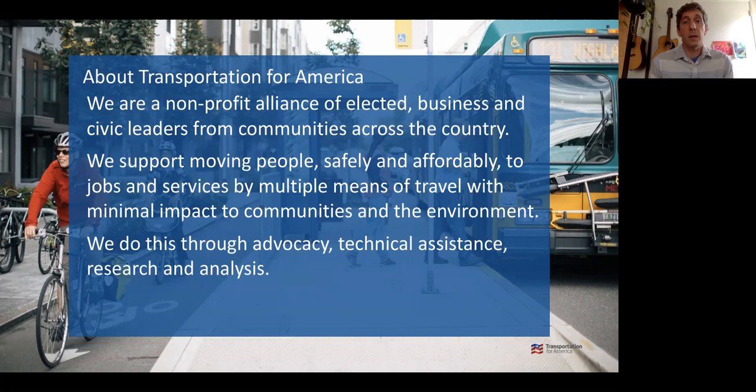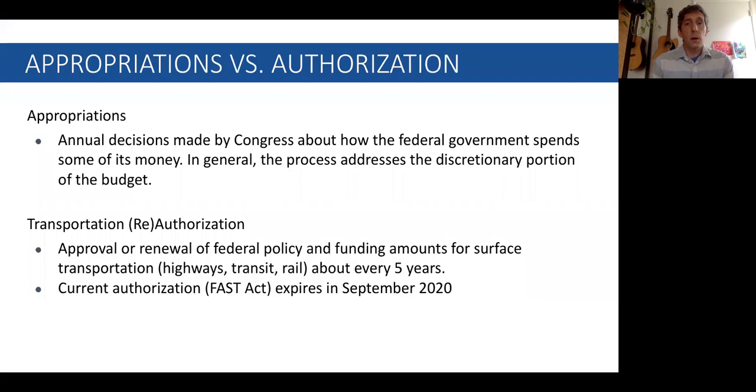Next slide, please. So just some level setting, folks may already know this, but there are two things happening right now at the federal level with transportation. There's appropriations and there's authorization, or reauthorization, you may hear. Appropriations, as I'm sure most know, is the annual decisions Congress makes about how to spend the money that is authorized. It's mostly the discretionary funding. The transportation authorization or reauthorization occurs usually about every 5 years, and it sets policy for the next 5 years and governs what Congress might appropriate each year. And so we'll talk about the current law, the FAST Act, on the next slide.